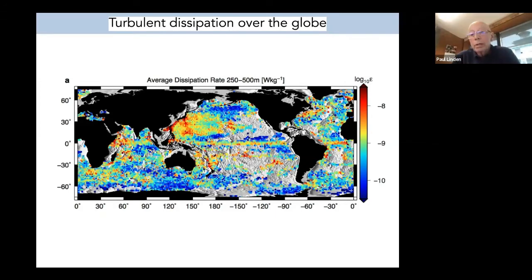So we see across the oceans significant amounts of mixing, and quite patchy in places. I think in some places it's patchy because we don't have much data, but you can see quite a bit of variability. And one of the things we want to talk about is how that all works.